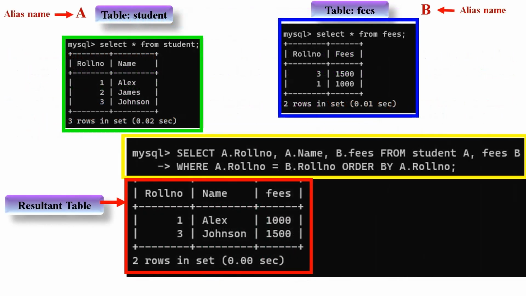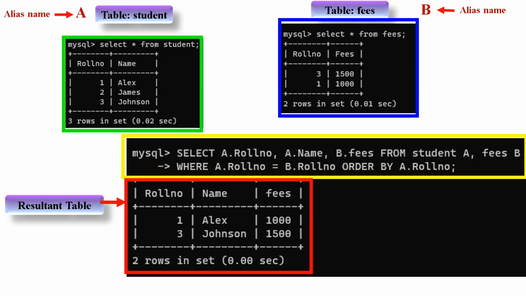Let's see an example. Look at the green box. It's the student table. Look at the blue box. It's the fees table. Now look at the yellow box. In the MySQL prompt, we type the statement, select a.roll number, a.name, b.fees from student a, fees b, where a.roll number equals b.roll number, order by a.roll number semicolon.